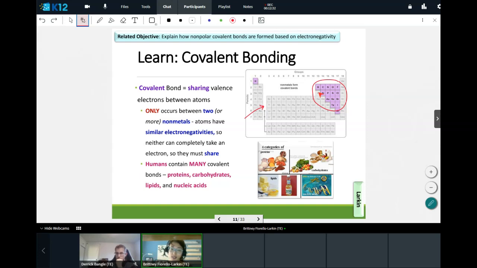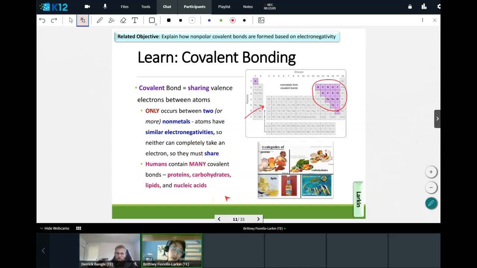Because nonmetals are all in the same sort of area, they all have similar electronegativities. Even though they're all strong, they're all still similar to each other. So the result is you end up in a tug of war between two strong atoms. If you've ever been in a tug of war between two strong people, you will know that it's really hard for anyone to win. So in this case, they end up just sharing the electrons rather than anybody outright winning the electrons.